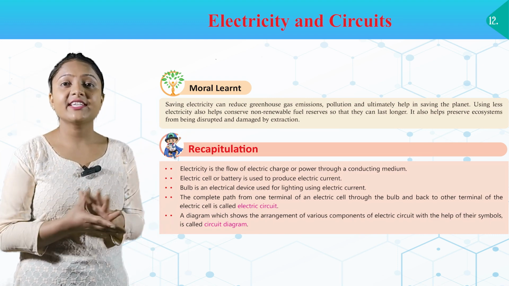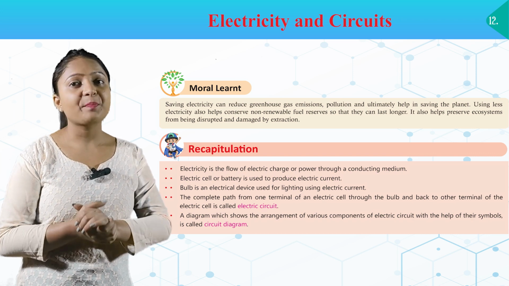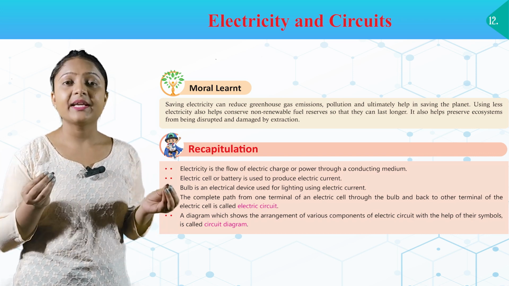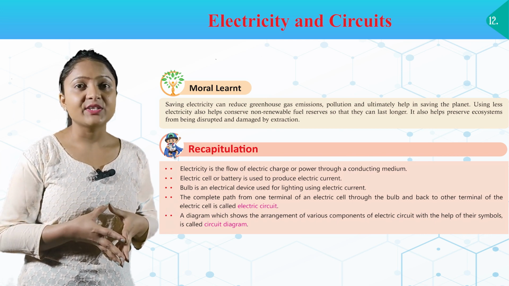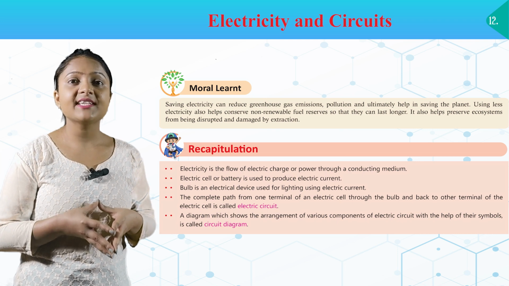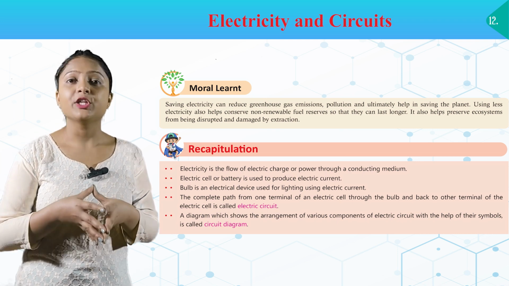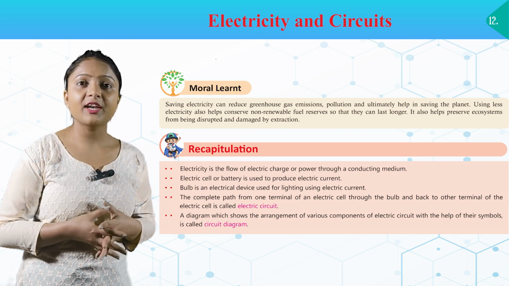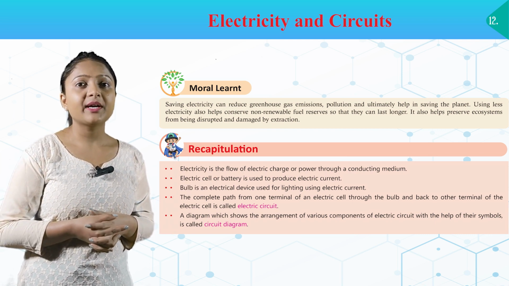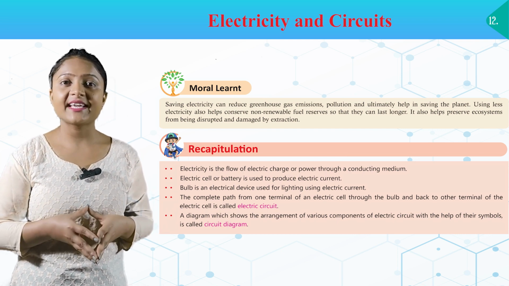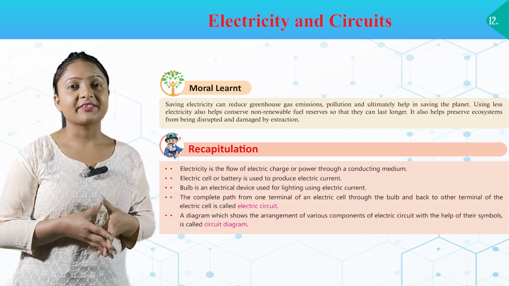Recapitulation. Electricity is the flow of electric charge or power through a conducting medium. An electric cell or battery is used to produce electric current. A bulb is an electrical device used for lighting using electric current. The complete path from one terminal of an electric cell through the bulb and back to the terminal of the electric cell is called an electric circuit.